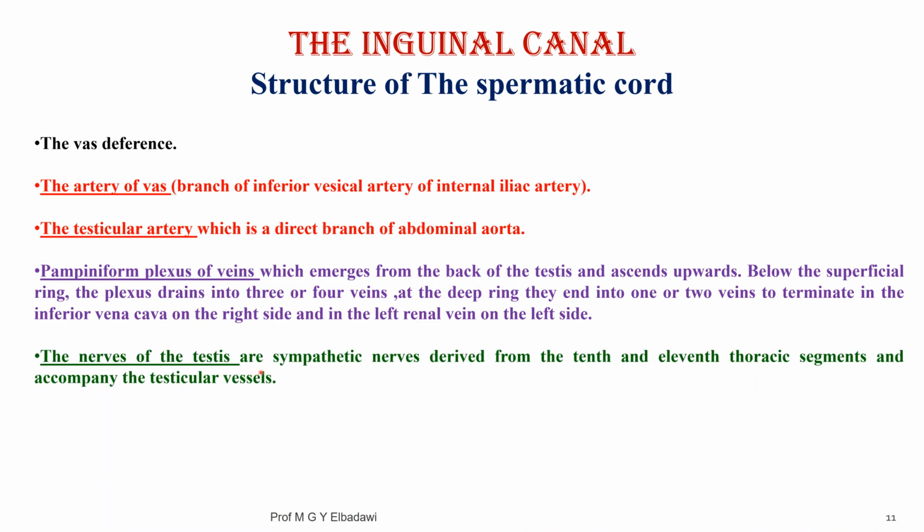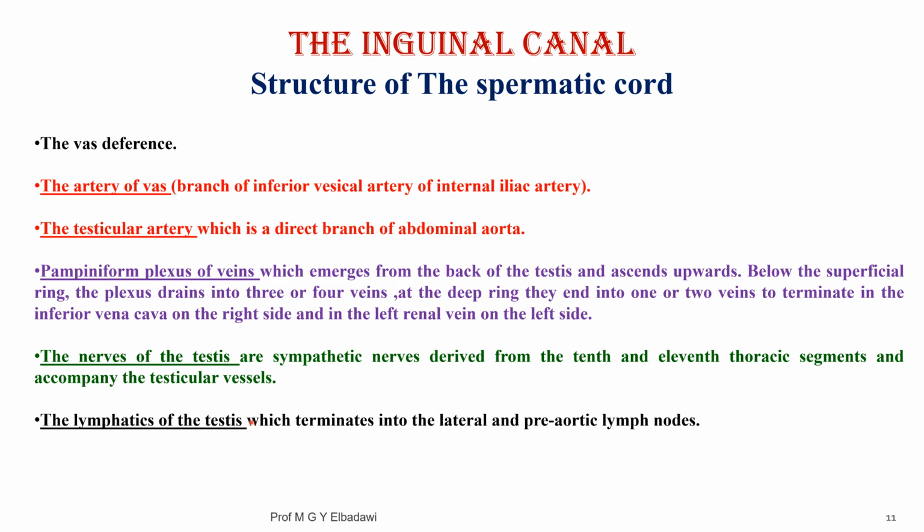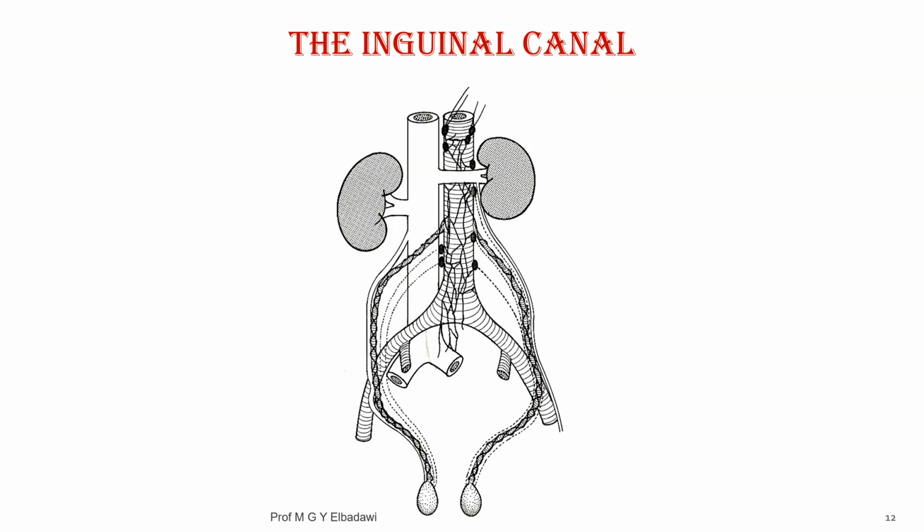Nerves of the testis are derived from those around the aorta and from the 10th and 11th thoracic segments, and they join or accompany the testicular vessels. The lymphatics of the testis will terminate directly upwards in the abdominal cavity on the side and front of the aorta, the pre- and para-aortic lymph nodes. And lastly, the vestige of the processus vaginalis, which has a protrusion from the peritoneal cavity, as we will see.